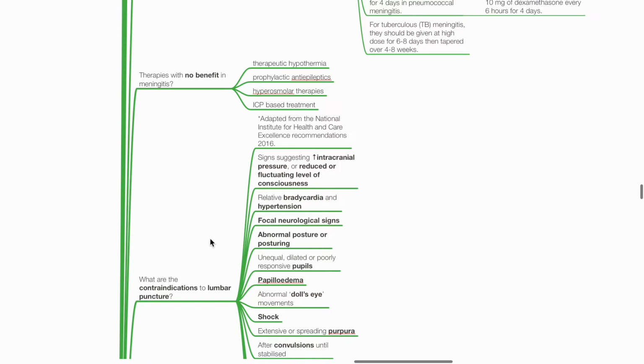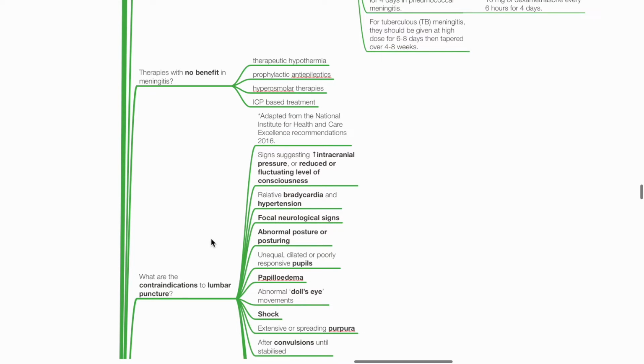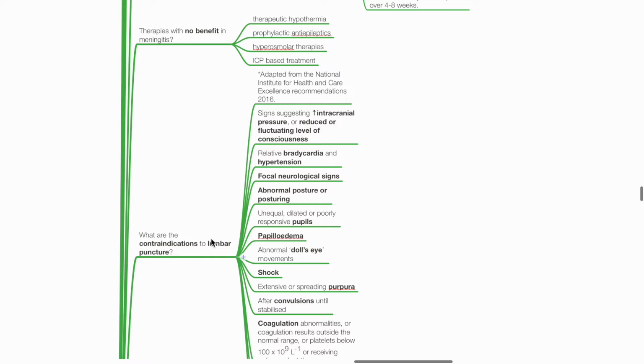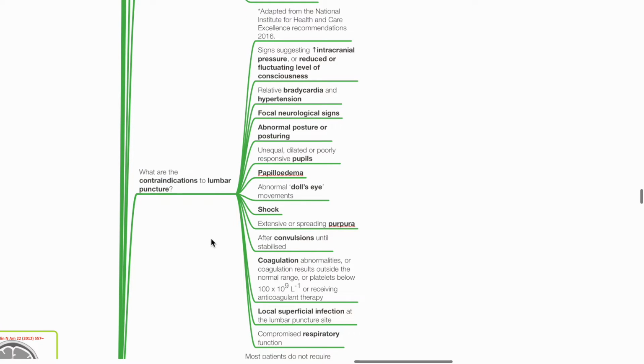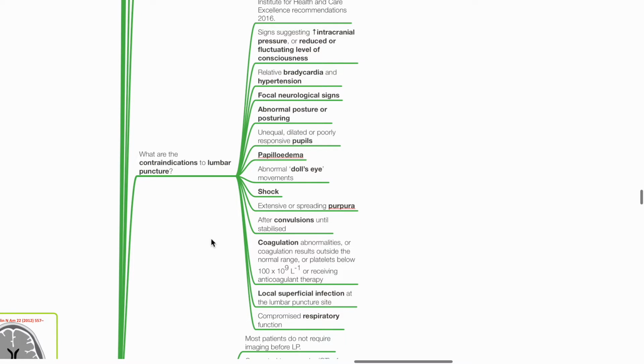Based on NICE recommendations 2016, this includes signs suggesting raised ICP or reduced or fluctuating level of consciousness, relative bradycardia and hypertension, focal neurological signs, abnormal posture or posturing, unequal, dilated or poorly responsive pupils, papilloedema, abnormal doll's eye movement, shock, extensive or spreading purpura, after convulsions until stabilized, coagulation abnormalities, coagulation results outside normal range, platelets less than 100, or patient receiving anticoagulants, local superficial infection at puncture site, and compromised respiratory function.